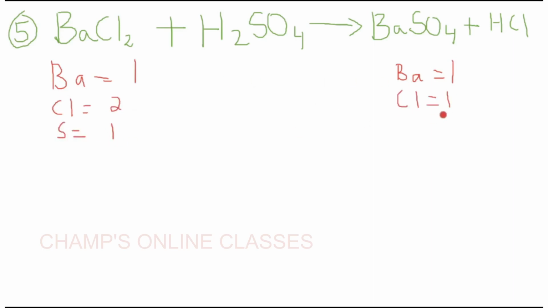Sulfur 1. Sulfur 1. Hydrogen 2. Here there is only 1 hydrogen. First, let's balance chlorine. So to balance chlorine, I'll write 2 on this side. So 2 into 1, 2. So now we made this 2. Write the equation again.